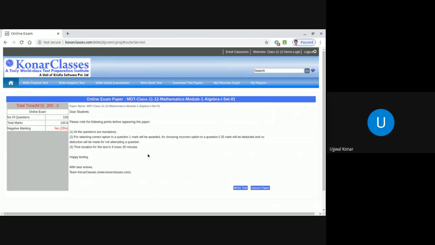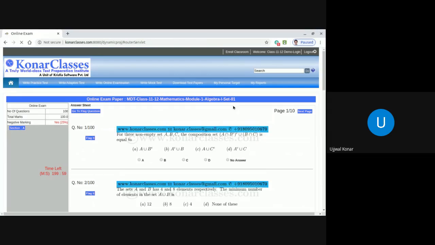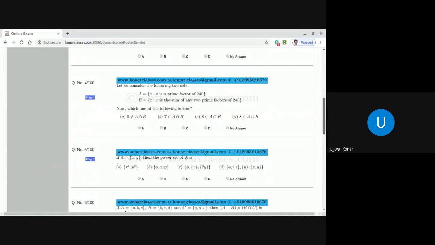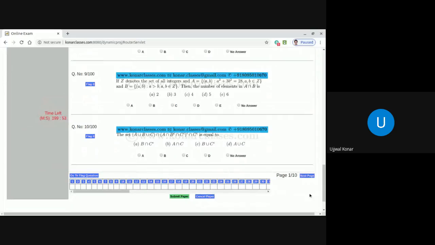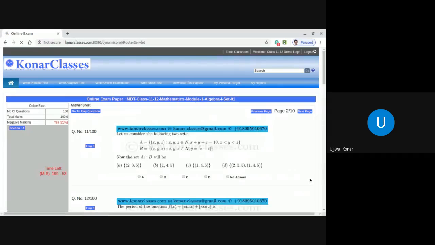So what does algebra consist of? Algebra consists of linear inequalities, permutation combination, binomial theorem, complex numbers, sequence and series. Once all these are learned, then you go for the module test. You write the test here. You will find the questions here. See, it is from sets. After that, there are several topics, 100 questions. You can go to the next page, 10 questions per page.